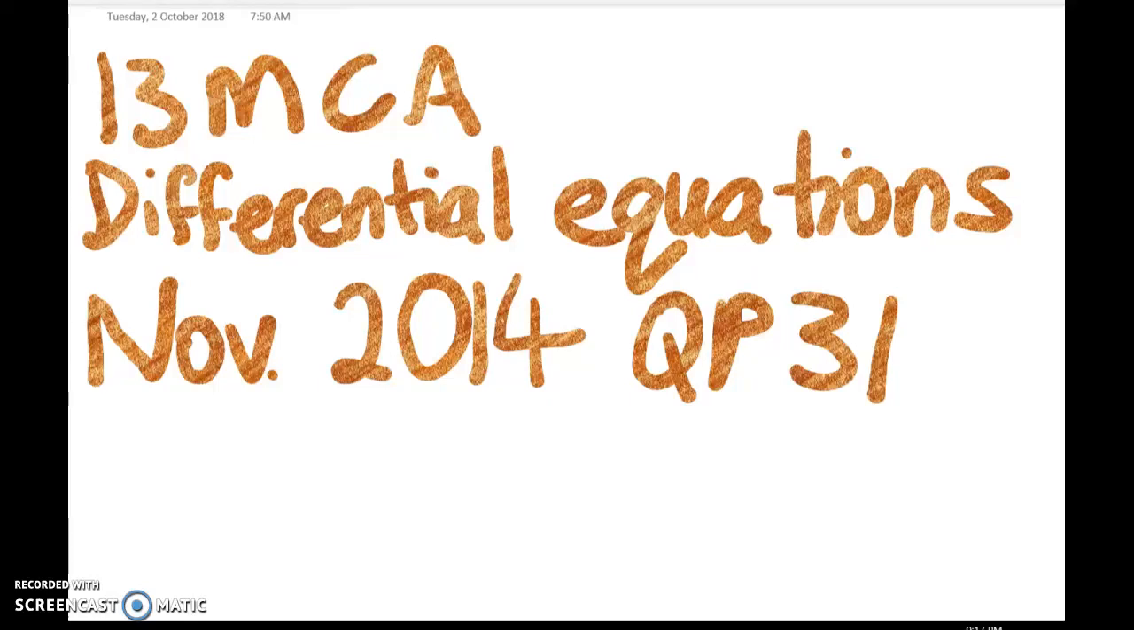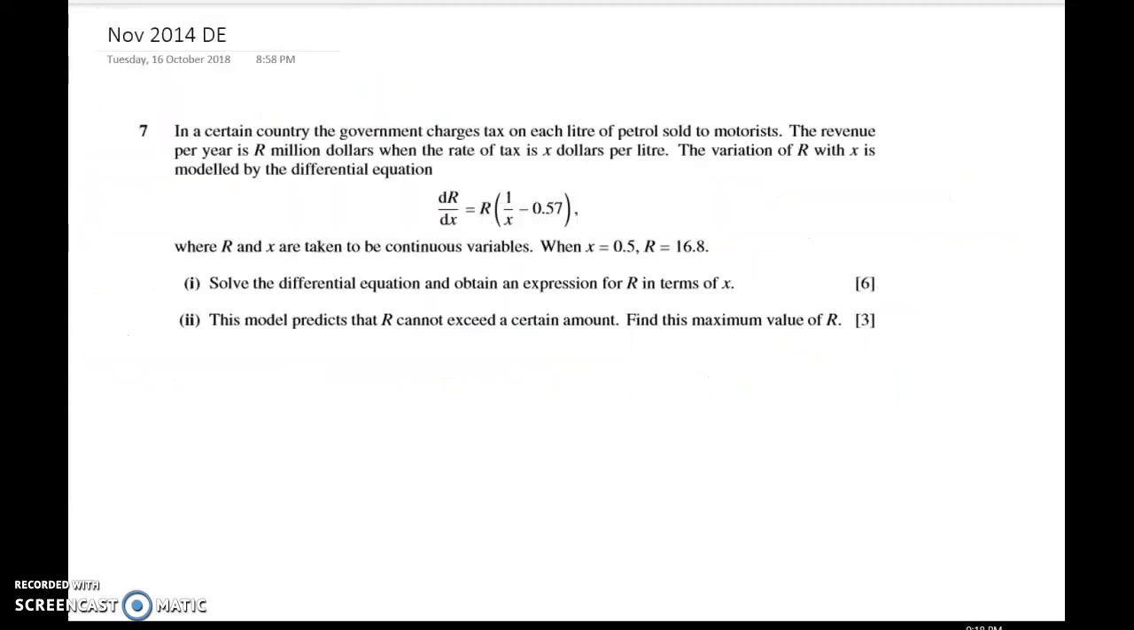Kia ora, here's the differential equations question from the November 2014 paper. This is paper 31 again. The integration in this question is probably easier than usual. The interesting part comes in part 2 of the question, and I am going to do both parts in one video because they're pretty closely linked.